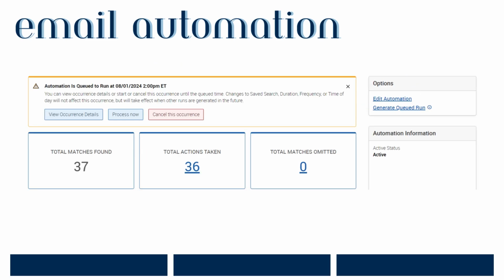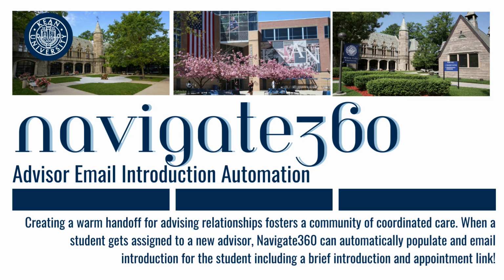Once you select Save Automation, you'll be brought to preview your automation. From this screen, you can actually see how many students were part of your automation to date, and you can also edit your automation at the top right of the screen, allowing you at any time to adjust your criteria for your advanced search and or adjust the message that you have automated to the student. This concludes the step-by-step instructions for setting up your email introduction automation within Navigate 360.